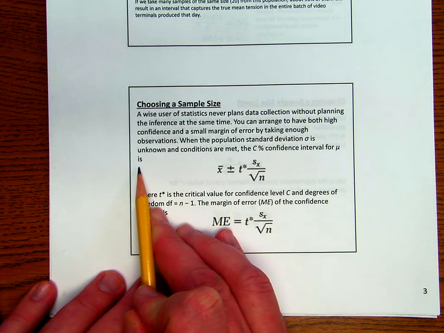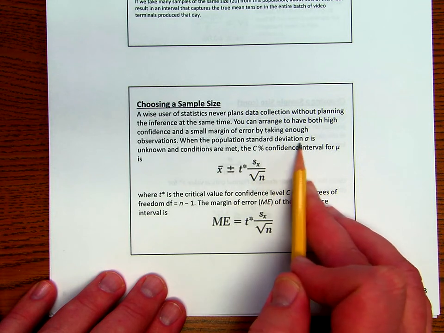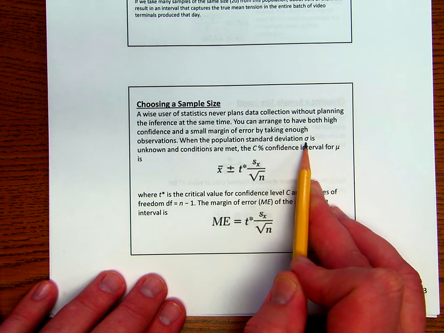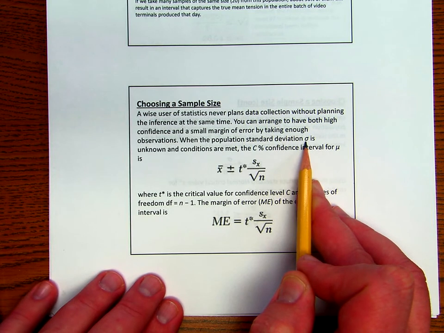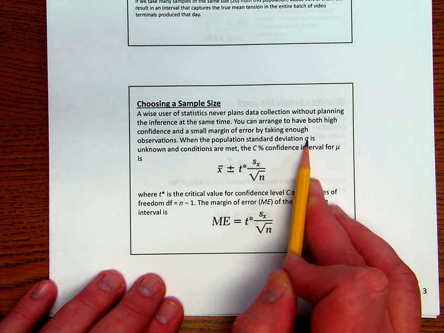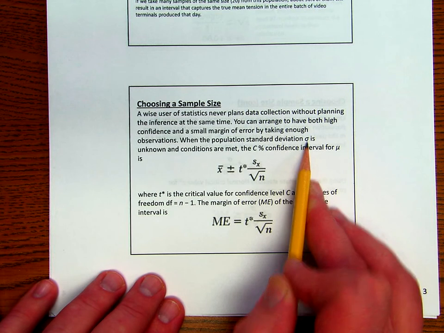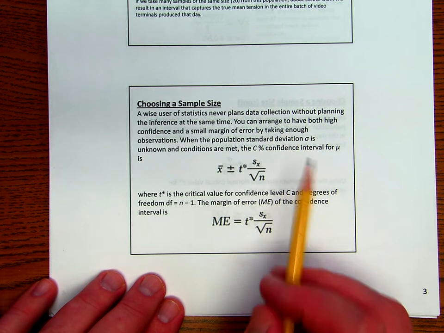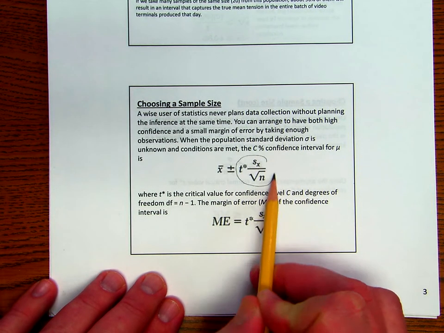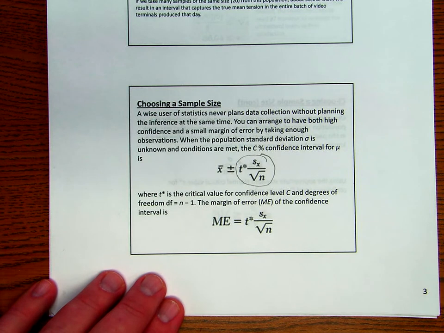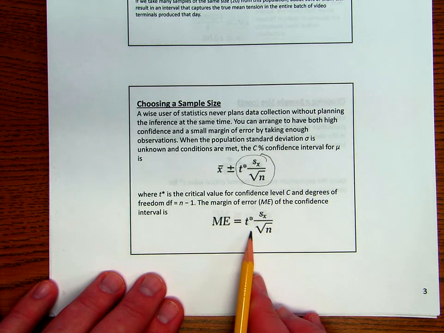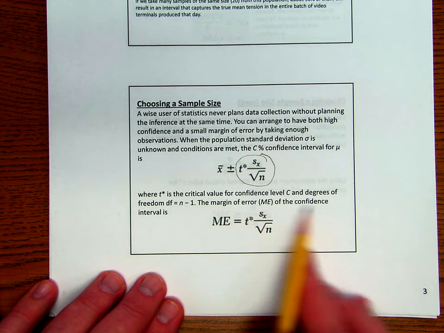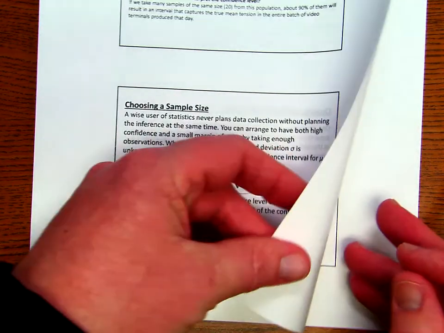Again, in this class, we're never going to know population standard deviation. But if you did, which are variations that appear in other stat classes, other stat books, then it would be a Z interval for mean as opposed to a T interval for mean. Okay, that's the same formula we've already discussed. This part right there makes up the margin of error. How much are you adding or subtracting? T star is the critical value for confidence level C and degrees of freedom n minus 1. The margin of error is, okay, I already said that.